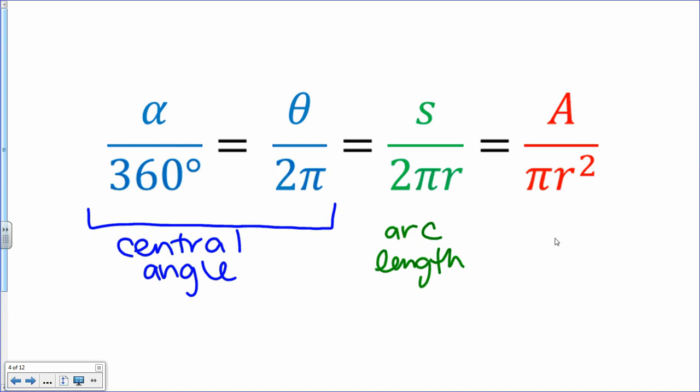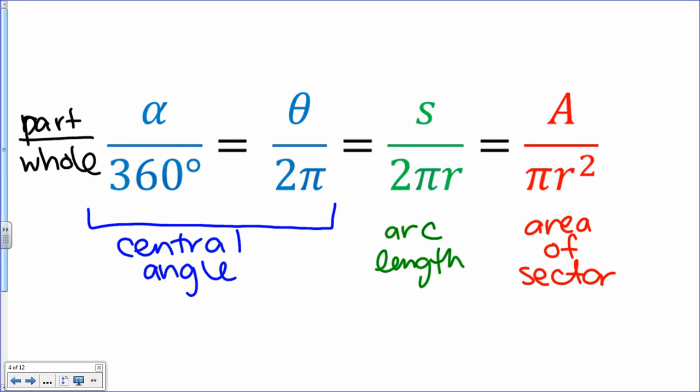Oops, wrong color. And again, what you should recognize is that on the bottom, this pi r squared is your total area, and it's set with the area of your sector. What each of these is doing, it is taking the part of your circle over your entire circle.